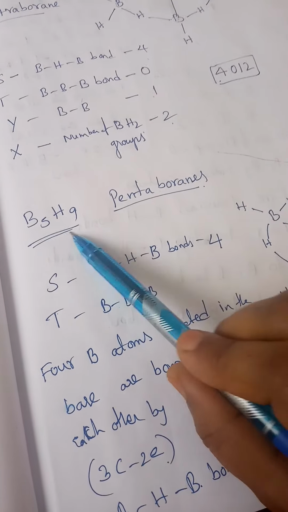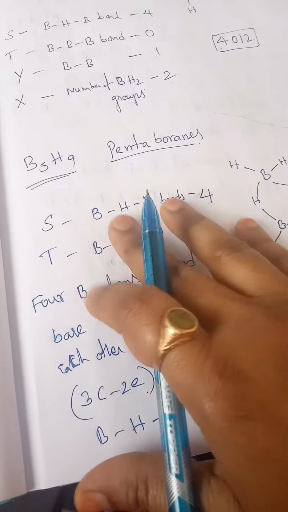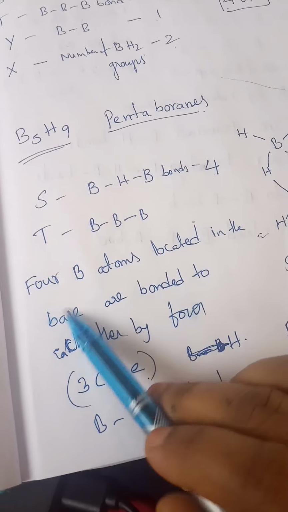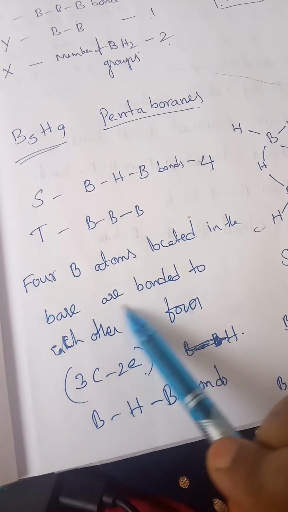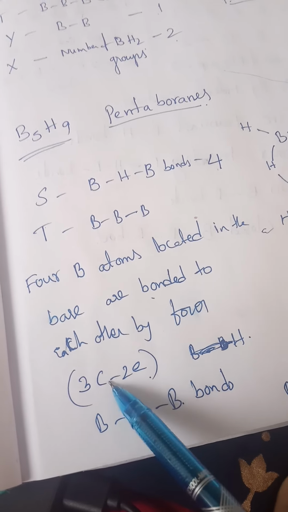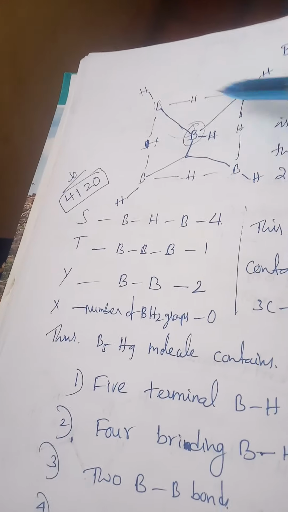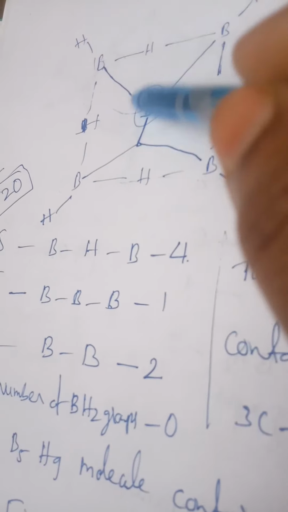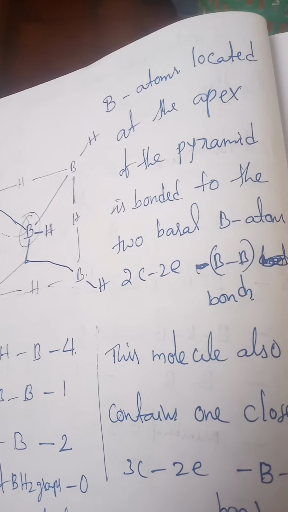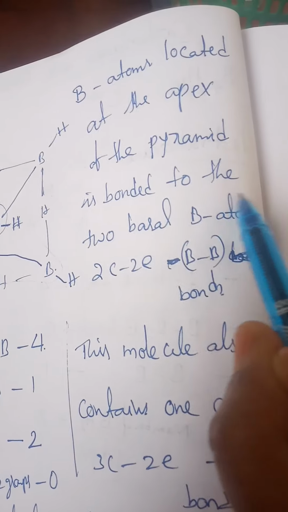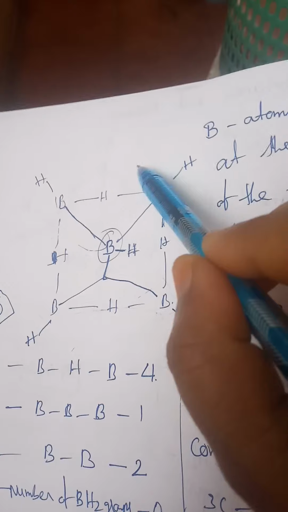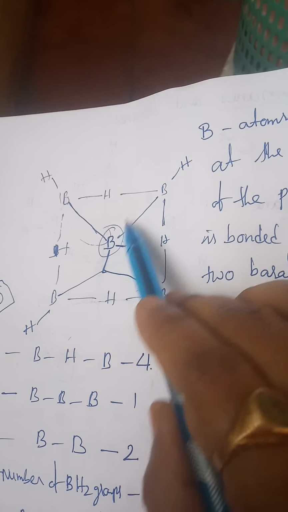In pentaborane the formula is B5H9. Based on the structure only we can identify how many BHB bonds and how many BBB bonds. Here the 4 boron atoms located in the base are bonded to each other by 4 three-centered 2 electron BHB bonds, like this. So this is the base. One is a BHB, another one is a BHB, another one is a BHB, another one is a BHB. The boron atom located at the apex of the pyramid is bonded to the 2 basal boron atoms. This is the base, like a pyramid, and the top one is boron.